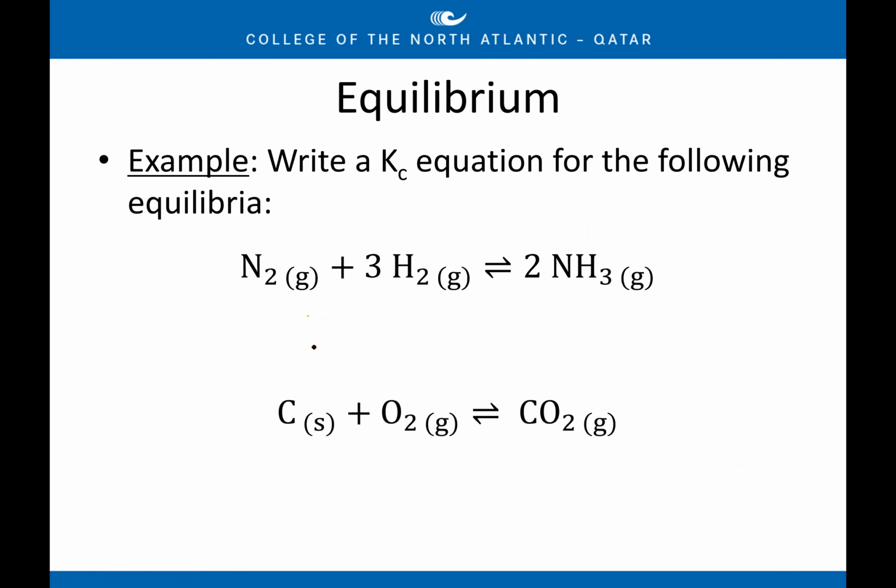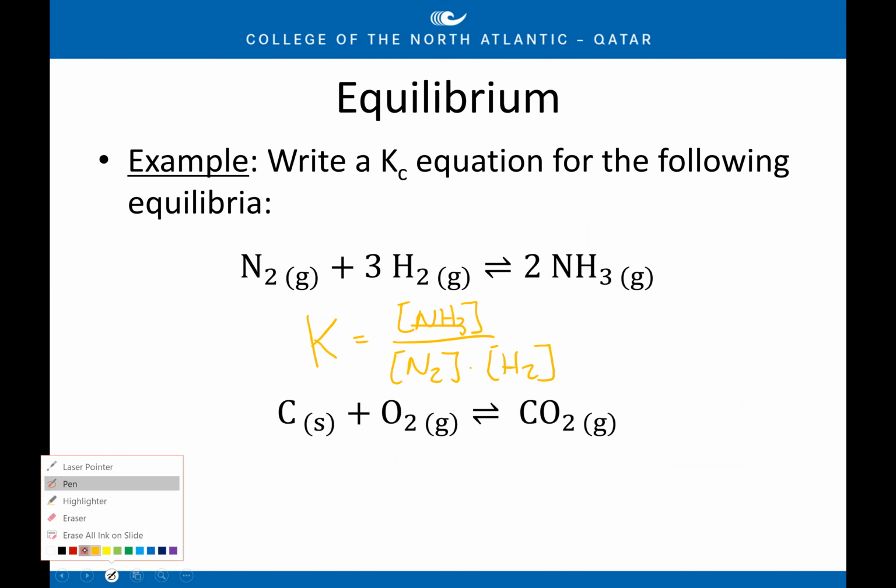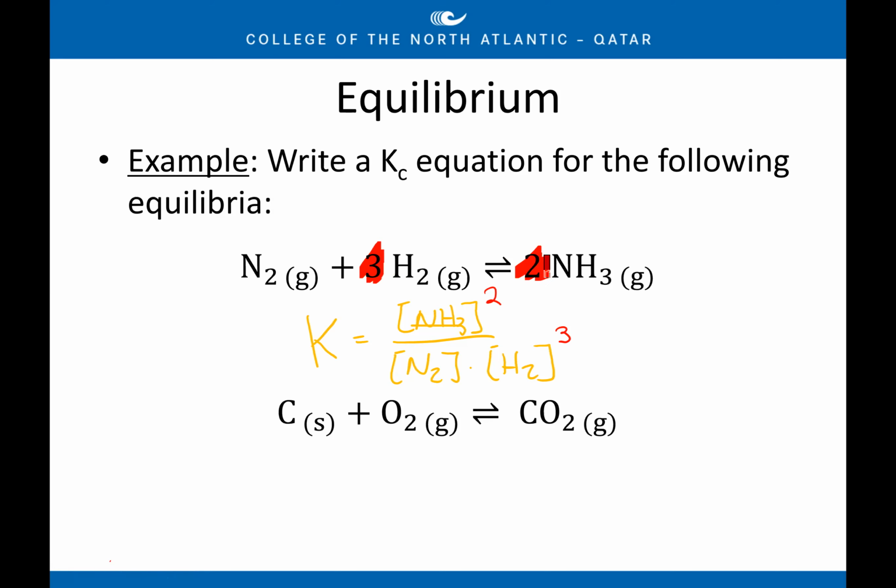So K equals concentration of NH3 over N2 times H2. And then I'll put my exponents in. So this is 2 and this was 3. And again, if you're wondering where those come from, they come from this 3 and this 2. Okay, let's do the next one.